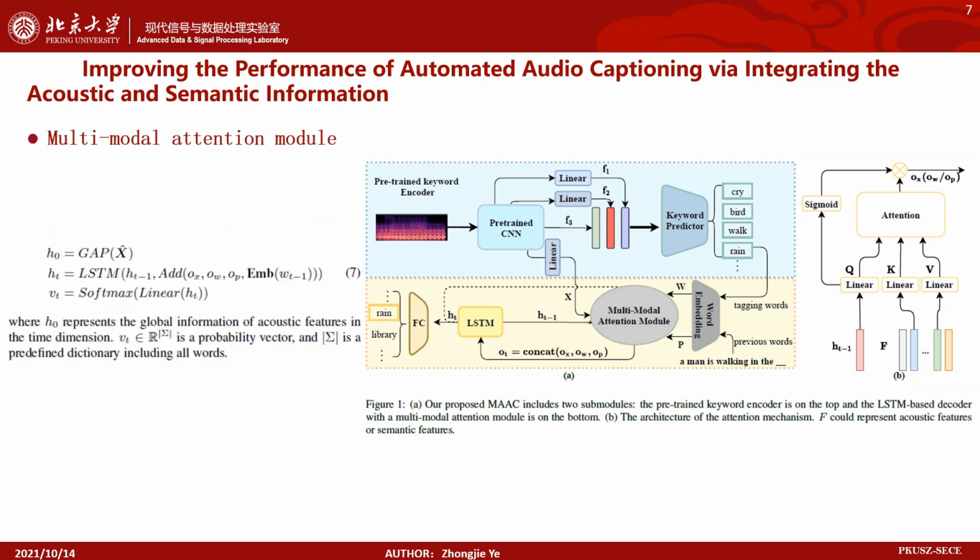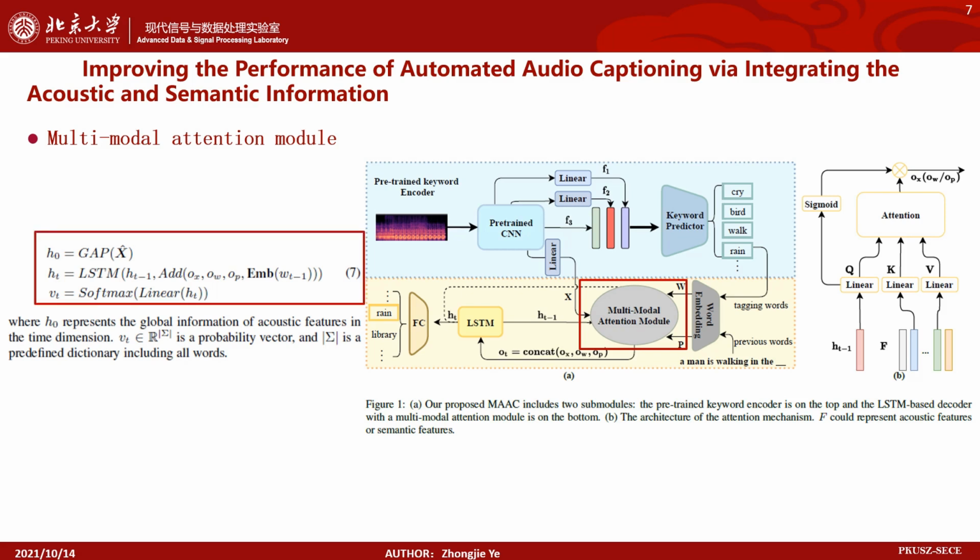As for the semantic information, the same structure of the attention module is applied to keywords and the previously predicted words. Next, we add all of them with the predicted word of the last time step to get the hidden state HT. Finally, we use HT to predict the word at the current time.